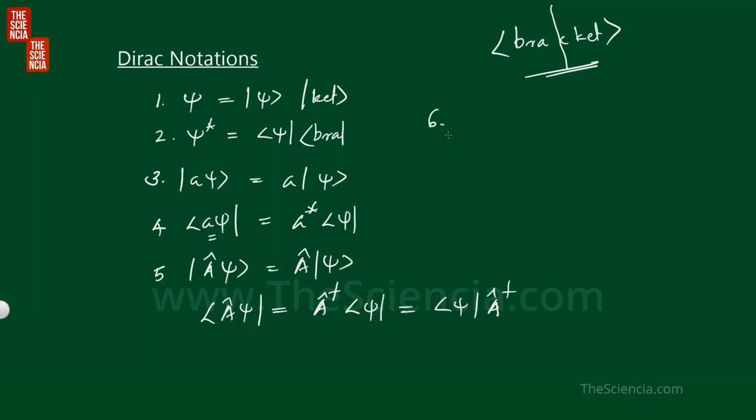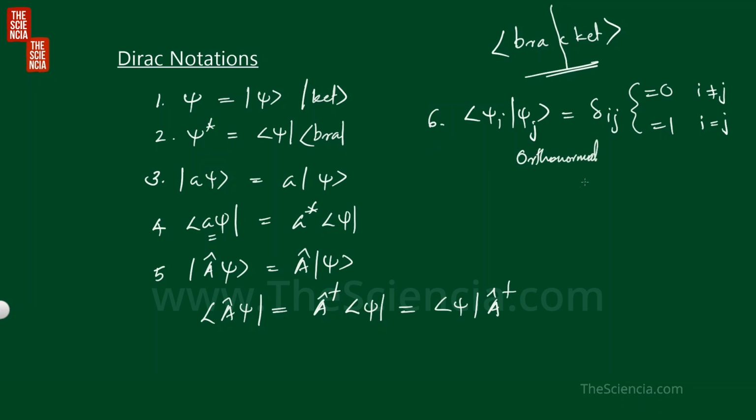Sixth property, bra psi i ket psi j is equal to delta ij. That means this is equal to 0 for i not equal to j and is equal to 1 for i equal to j. That is the condition of orthonormal. That is, it is at the same time orthogonal and normalized.